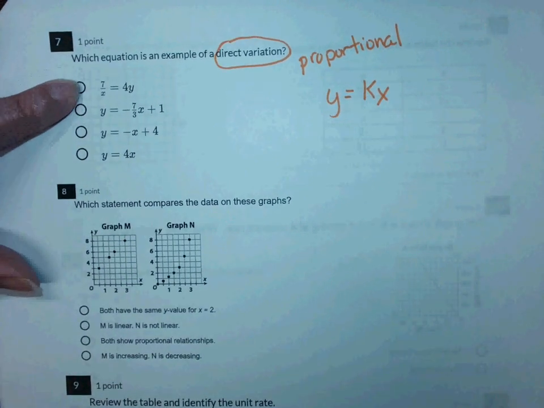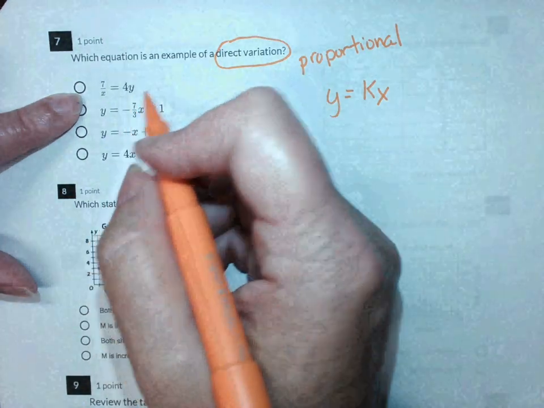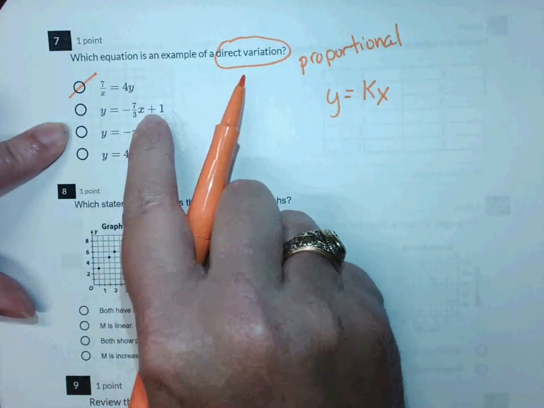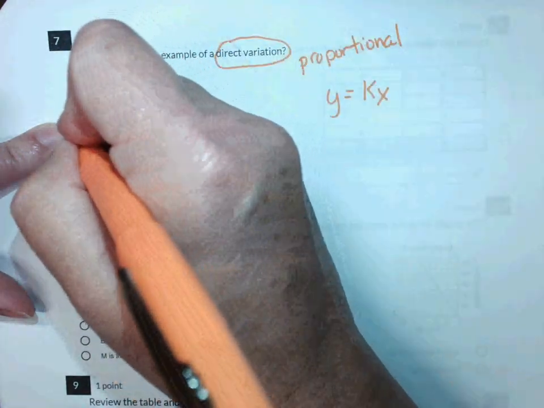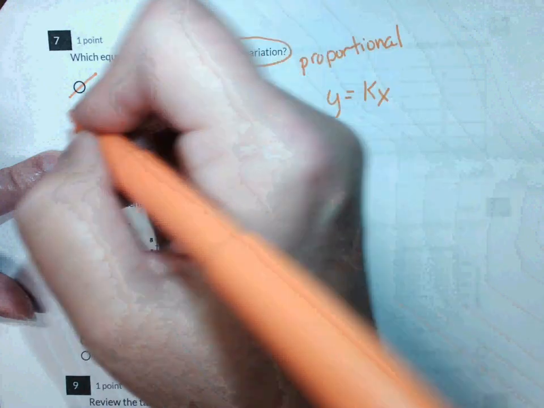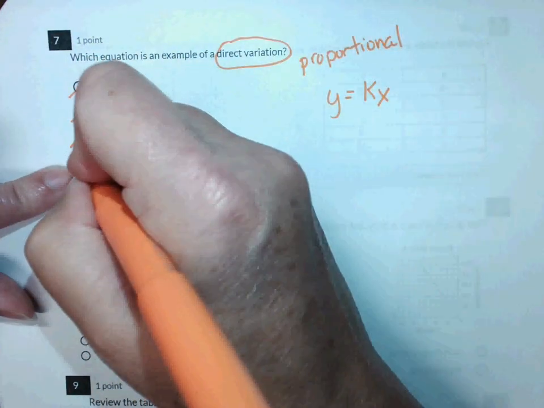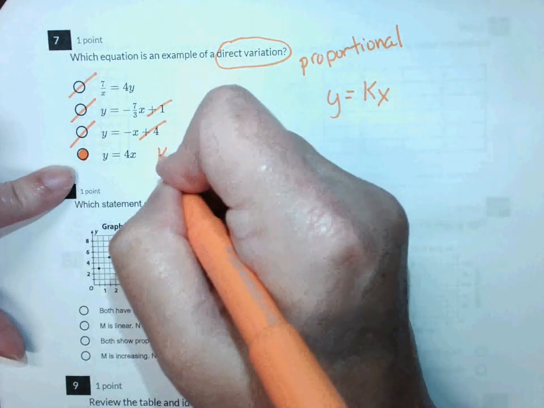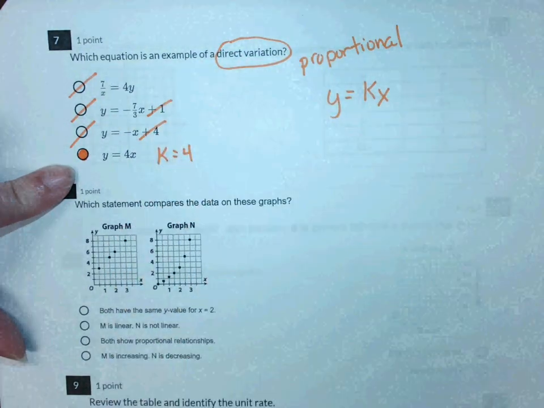So when I look at my answer choices, should be y equals, nope. Okay, y equals, oh, but it's got that thing at the back, so no. Y equals, nothing should be added or subtracted at the back. So here it is. Y equals 4x, where my k would equal 4.